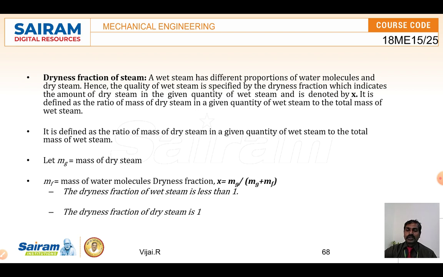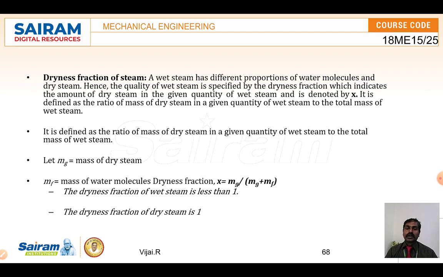So it is defined as the ratio where the mass of dry steam is mg, and mf is the mass of water molecules. So x is equal to mg divided by (mg plus mf). I said x equal to 1 means it is totally fully dry steam. If x is less than 1, then it is wet steam.